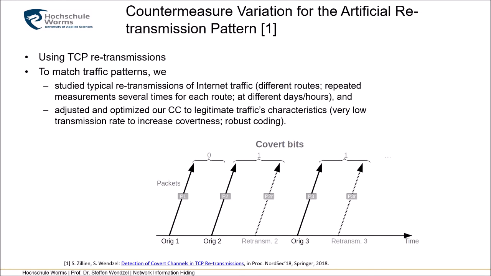We first studied typical retransmissions of internet traffic over different routes, repeated the measurement several times for each route at different hours of the day, and adjusted and optimized the covert channel to legitimate traffic's characteristics. Also, the covert channel has a very low transmission rate to increase the covertness and a robust coding for error detection. So this time we have a sophisticated covert channel that looks like legitimate traffic that also has retransmissions. But could we still detect this with a countermeasure variation?